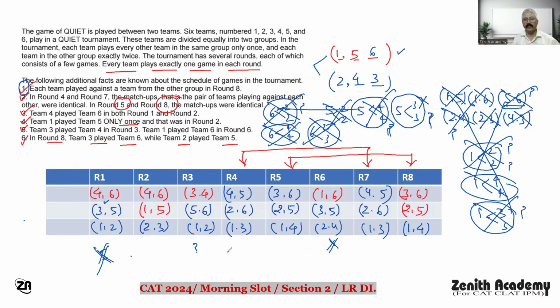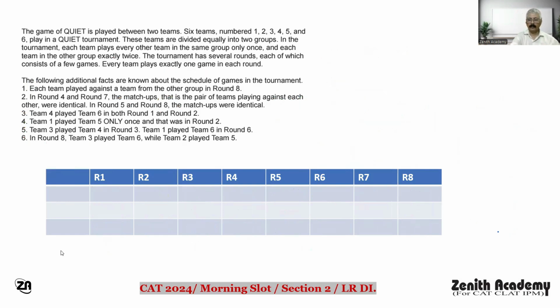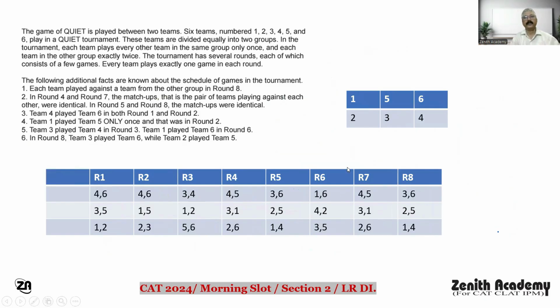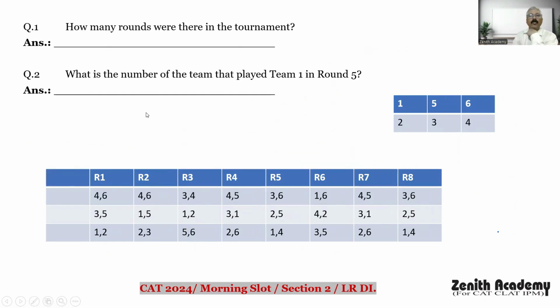So this is your final table, and on this behalf you can answer all the questions, right? So let's see the questions. This is the final table, correct? So now see the question. How many rounds were there in a tournament? Definitely ये हम लोगों ने पहले ही कैलकुलेट कर लिया था। इसका आंसर 8 हो गया, right?